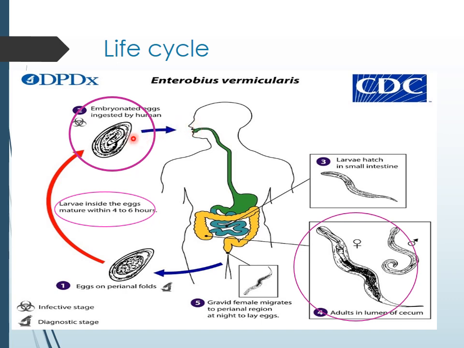This is possible in this worm because the time required for maturation is very low. If you compare it with other worms, for example Ascaris lumbricoides, the time required for maturation is 10 to 14 days, so auto-infection is not possible at all. While here it is only 4 to 6 hours. So it gets mature and becomes re-infective, and it can transmit the infection.